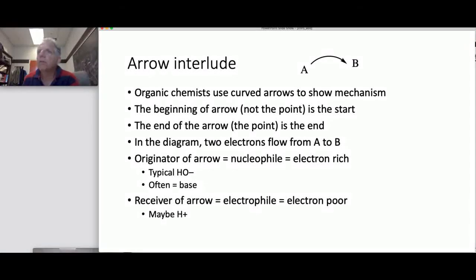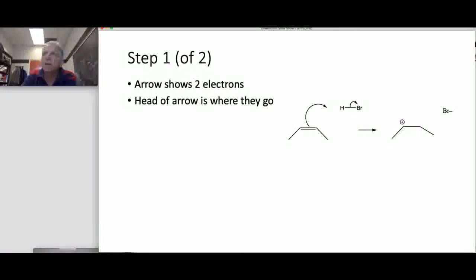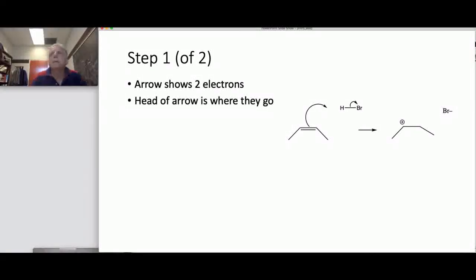The receiver of the arrow is called an electrophile, and that's electron poor. One electron-poor species that we can think of is H+, but we'll see other electrophiles. It's typically harder for students to identify electrophiles than it is to identify nucleophiles, but we will point them both out. Now that we have that basis, we can look at pretty pictures like this.